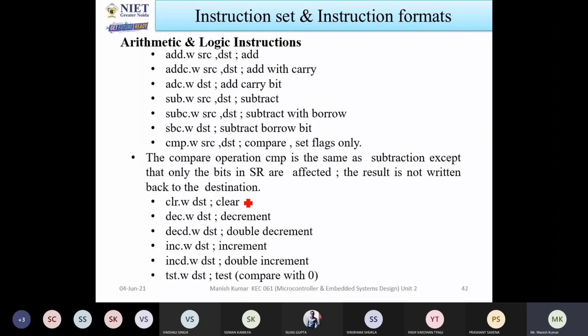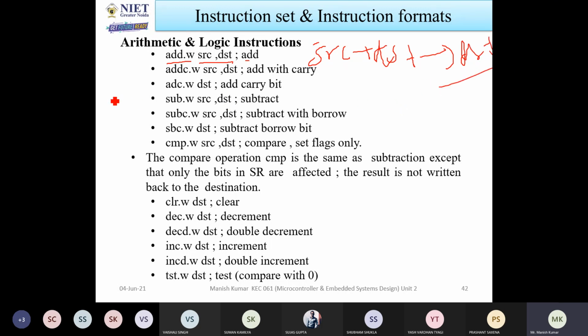Okay, so if we are talking about the arithmetic and logic instructions, when you are going to use the add instructions, you can use add.w src dst. It means that you are going to add the source register's value and the destination register's value, and store it in the destination register. Okay, it means that source register value plus destination register value, and then you store it in the destination register value.